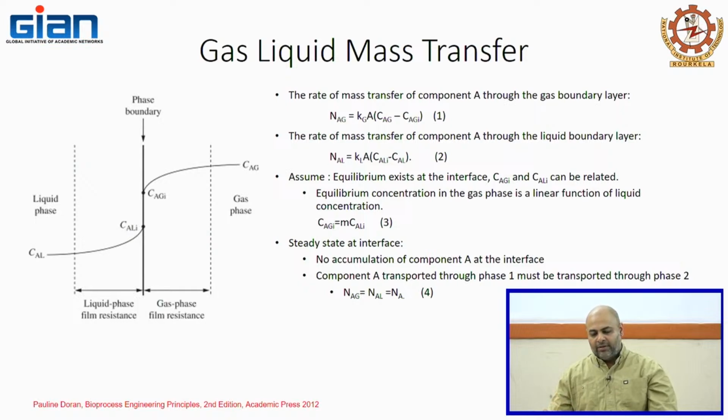So, for gas-liquid mass transfer, the rate of mass transfer of a component A through the gas boundary layer is kG·a times (CAG minus CAGi), where the concentration gradient is across that layer. Similarly, for the liquid side, it would be kL times (CALi minus CAL). So, the thing is, there is always a resistance at the phase boundary, right.